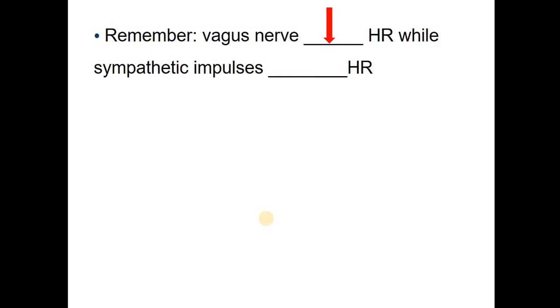So remember, the vagus nerve is a part of the parasympathetic system. So it decreases heart rate while sympathetic impulses increase heart rate. Sympathetic is your fight or flight system. The vagus nerve is a part of the parasympathetic, and that is your rest and digest system.